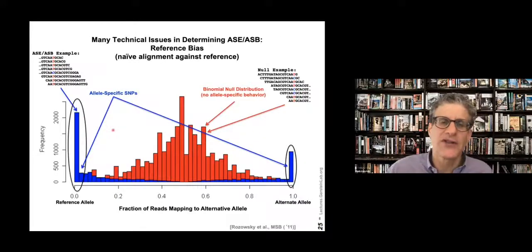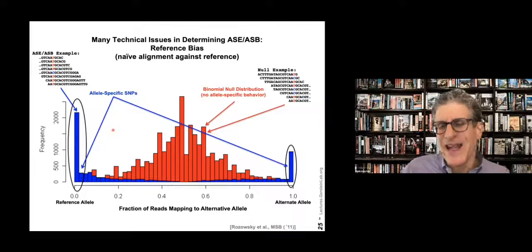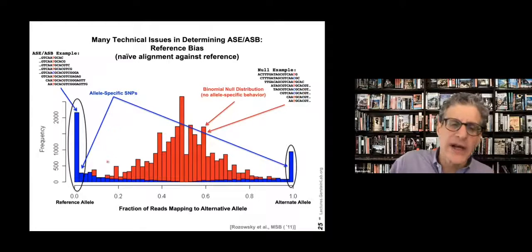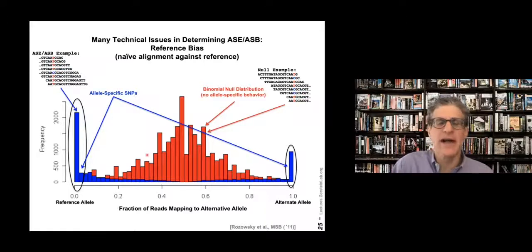Now, when you drill into these calculations, they get somewhat complicated. I just want to introduce one small notion. Imagine you have a gene or a site in the genome that has a heterozygous SNP in it, but the heterozygous SNP doesn't make any difference.